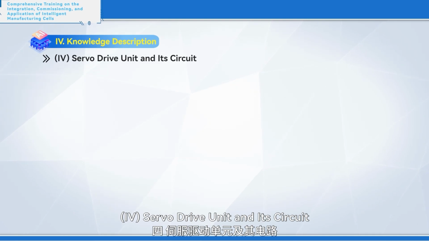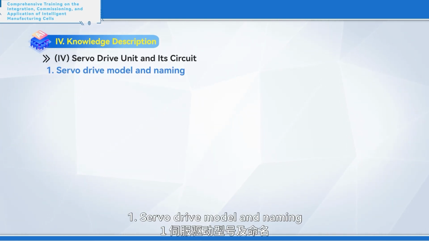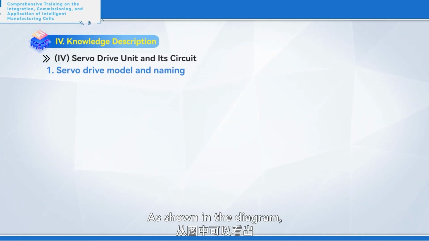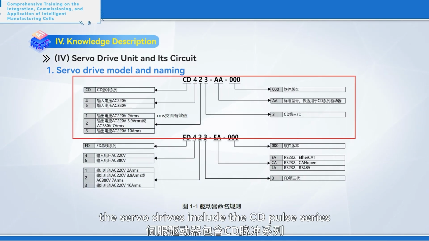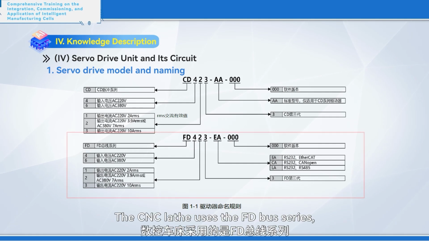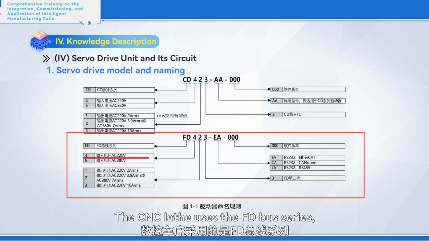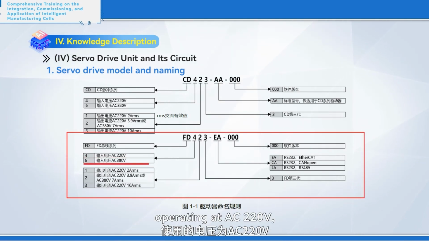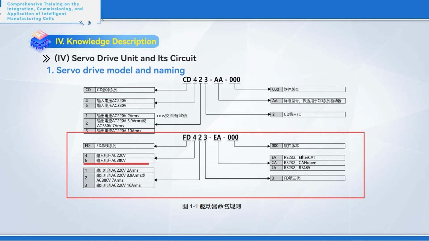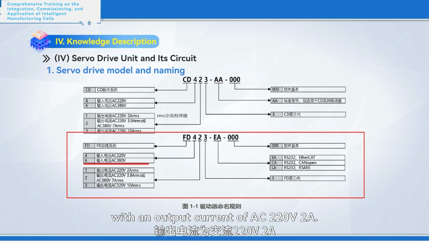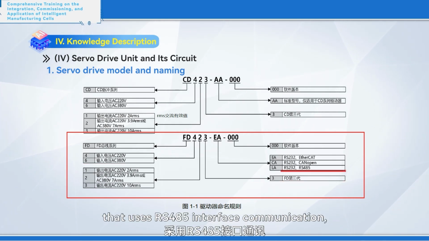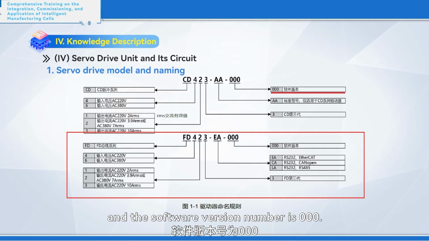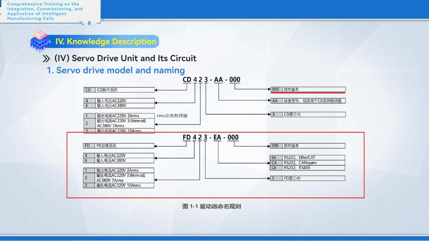4. Servo drive unit and its circuit. 1. Servo drive model and naming. As shown in the diagram, the servo drives include the CD pulse series and the FD bus series. The CNC lathe uses the FD bus series, operating at AC 220 volts, with an output current of AC 220 volts 2 amps. It is a third-generation product that uses RS485 interface communication, and the software version number is 000.